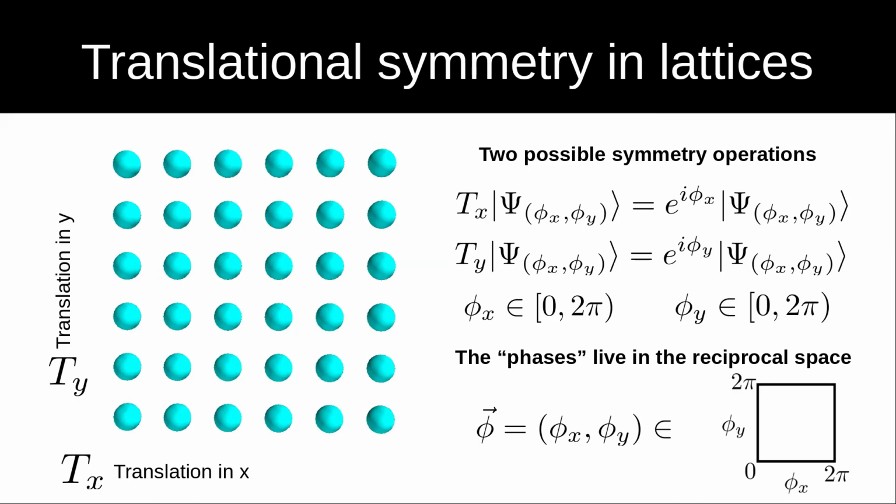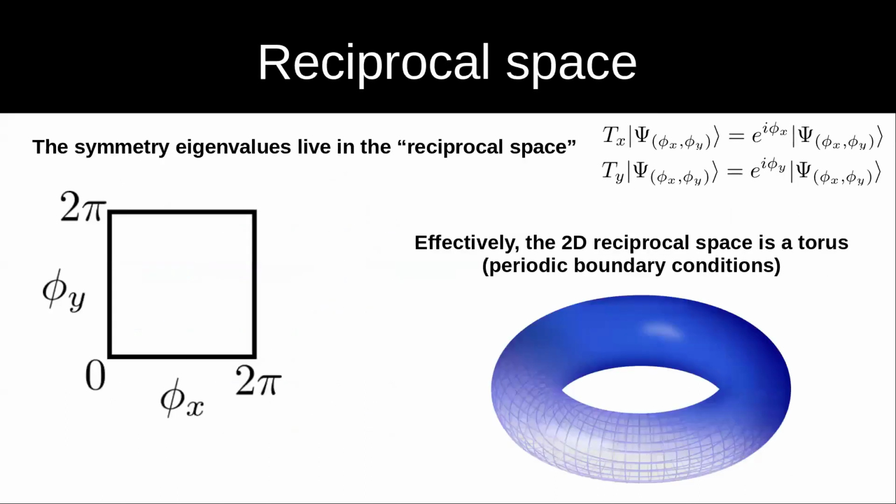So your wave function is going to pick a phase when you apply one of the symmetries, for example, translation in x, and it is going to pick another phase when you apply the other symmetry, for example, translation in y. So effectively, your phases are going to live in a two-dimensional space, a two-dimensional square that goes from 0 to 2 pi for phi x and 0 to 2 pi for phi y. And this two-dimensional space is what is called the Brillouin zone. So when you think about the Brillouin zone in actual crystals, what you are actually thinking about are the symmetry eigenvalues of the symmetry operators.